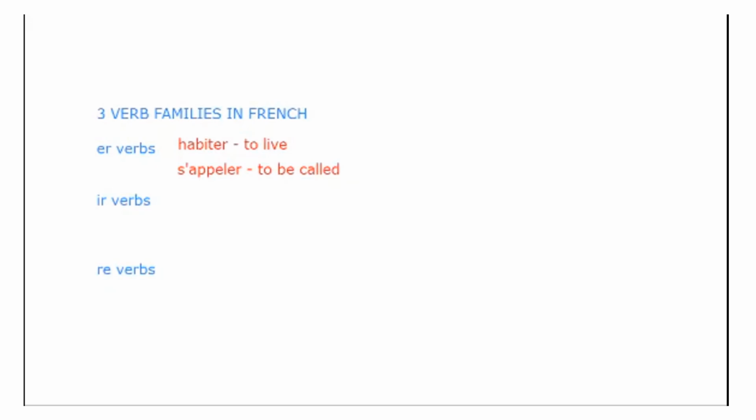All right. S'appeler is a particular verb because you have the S apostrophe in front of it. But let's not focus on that right now. Let's get down to the nitty-gritty. So we're looking at the 3 verb families in French. We have just identified 2 verbs from the ER family.